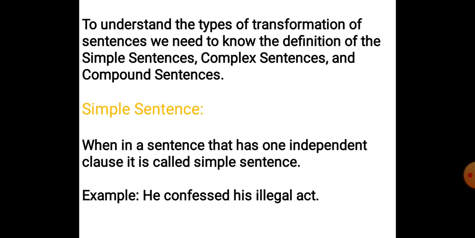When a sentence has one independent clause, it is called a simple sentence. A sentence having only one clause means there will be an independent clause, and therefore it will have only one finite verb. Such types of sentences are known as simple sentences. For example, he confessed his illegal act. Here you can see there is only one clause and one finite verb.